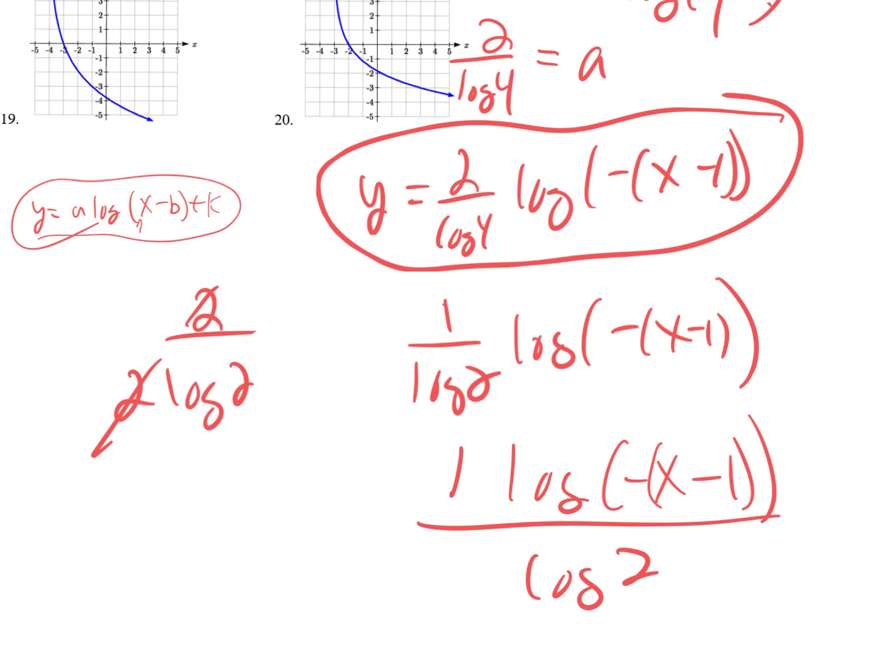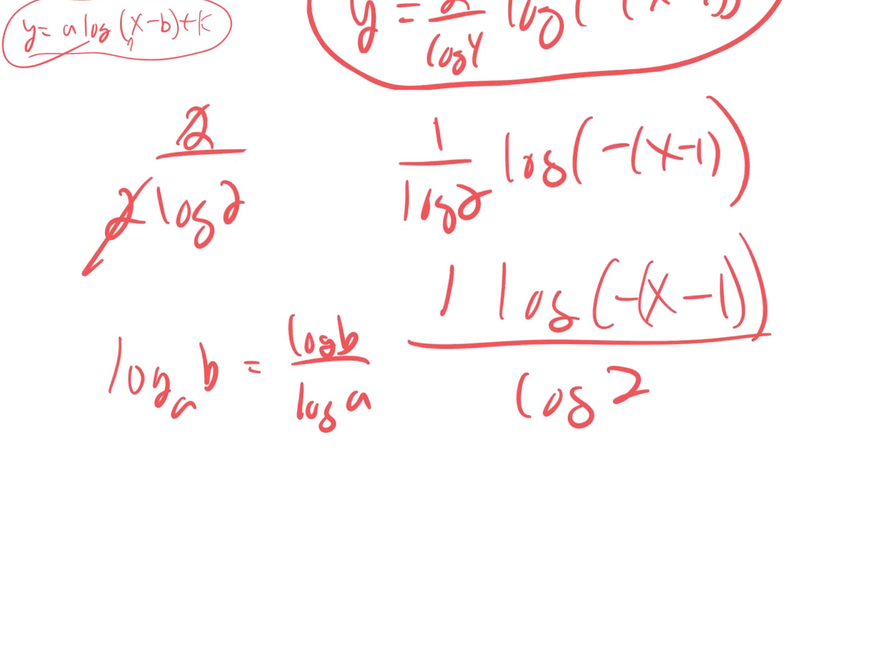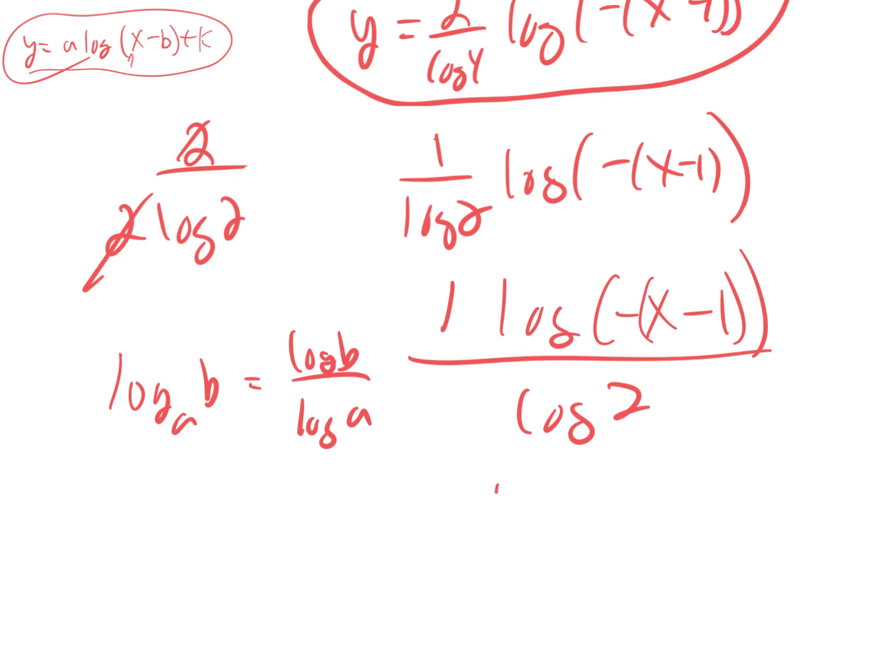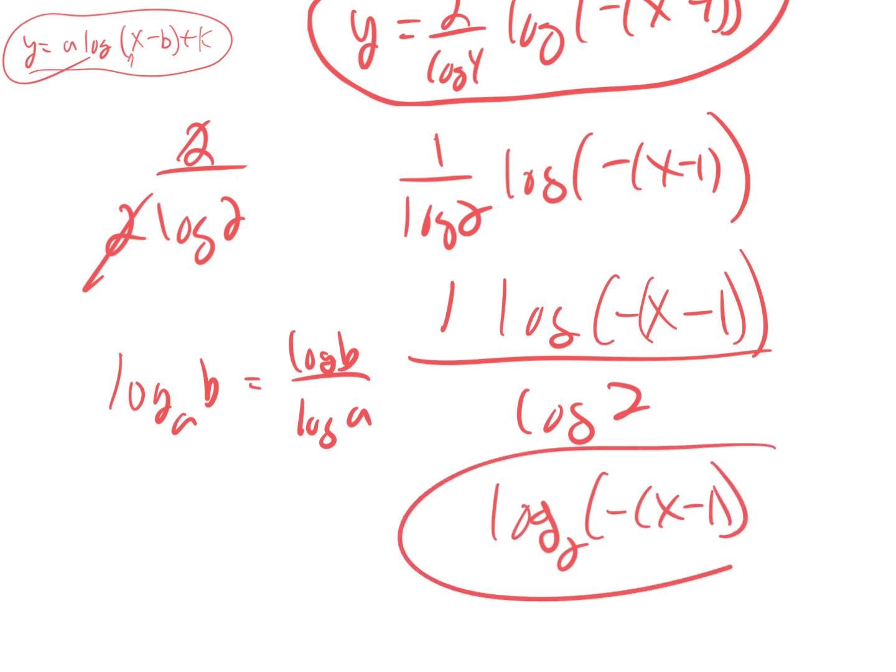And so if you think about the change of base formula, it says log base A of B is the same as log of B over log of A. In that case, that's what I have here. So I could rewrite this as log of 2 times negative x. These are all correct answers for the same problem.